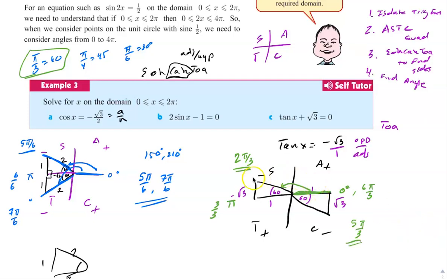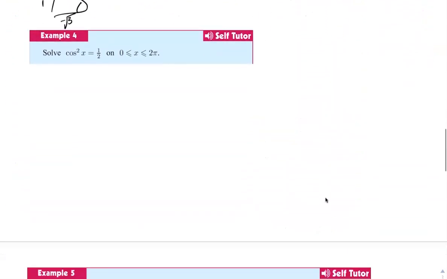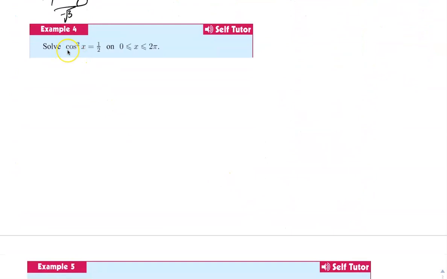Right, so 2 pi over 3, 5 pi over 3. So you go 3 over 3, 6 over 3, then you're a little less. So those are my 2 answers there. Let's do a couple more. This one with the square. How does that change things?